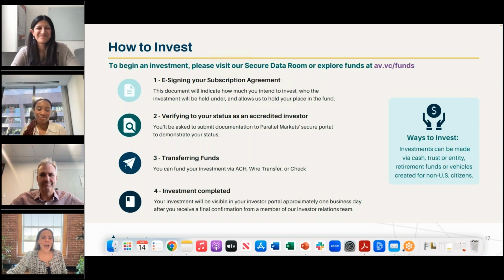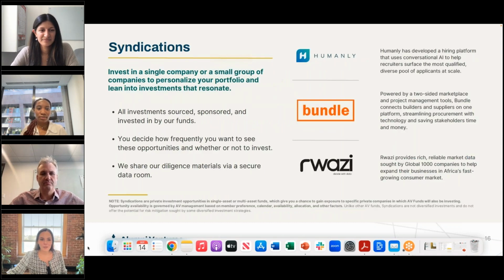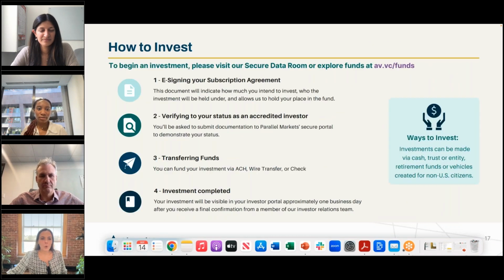All right, so from there, once your agreement is signed and you have demonstrated your status as an accredited investor, the final step is the funding of your investment, which you can do via ACH, wire, or check. Once your investment is complete, all investors have access to their portfolio through our online investor portal, where you can also access semi-annual reports, your annual K-1 tax documents, updates about your portfolio companies, and more. And throughout the entire investment process, our investor relations team is always there to assist with any questions. So please don't hesitate to reach out to them if you need anything at all from our team.